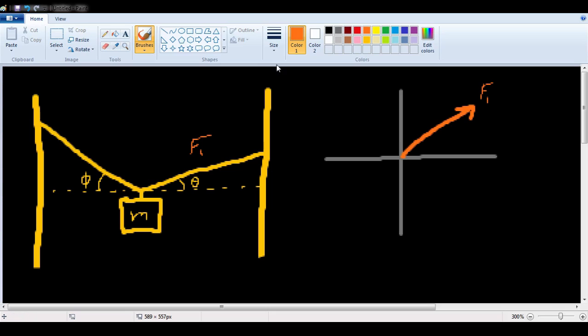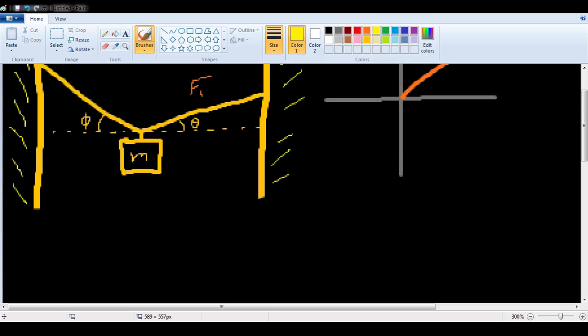So this is your hanging string attached to some solid surfaces. So there are two strings at two separate angles, and you have a mass which is applying some force. Let's make that smaller. Some force F sub g.